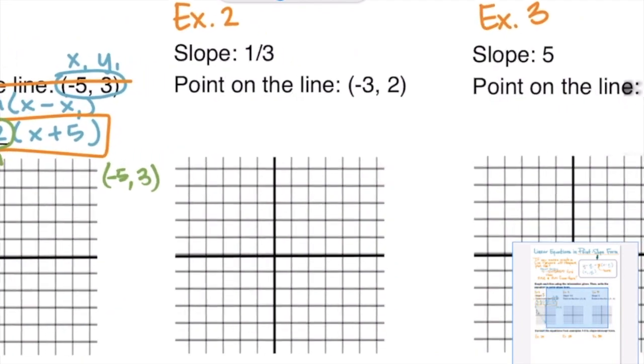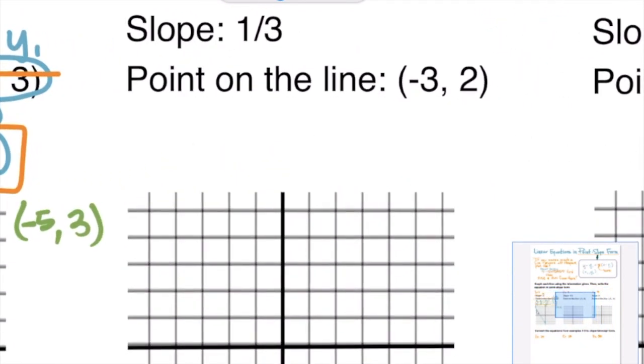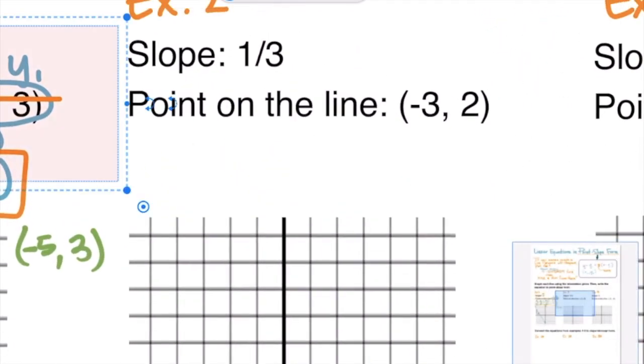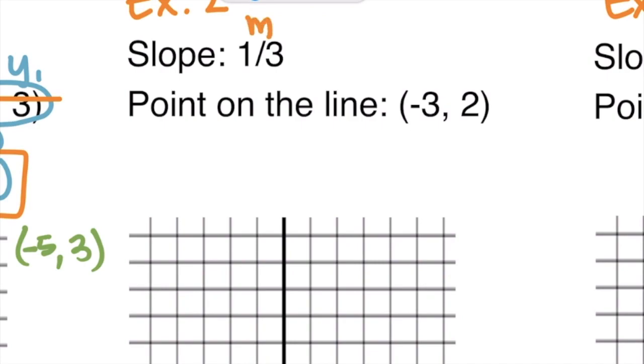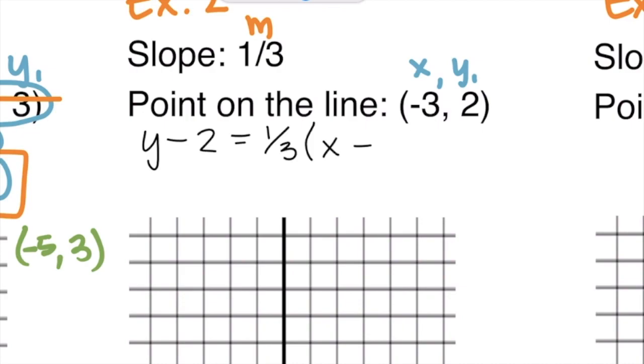All right, so let's go on to the next. We've got our slope and our point. Our slope corresponds with the m value, and here's our x1, y1. So let's plug it in. Y minus, our y1 is 2, is equal to m, which is 1/3, times x minus -3. So that's going to make it an x plus 3.